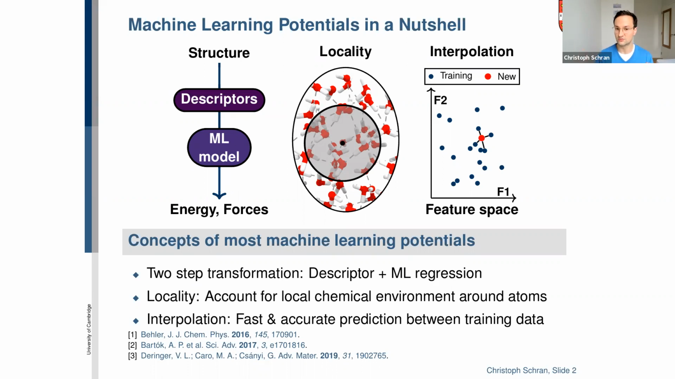Another central concept that is common to most approaches is this locality approach, where you usually restrict yourself with the descriptors to a certain cutoff around each atom. You might have also seen some approaches that can go beyond that in order to include long-range interactions. But for what I've been talking about, this will always remain under these locality assumptions.